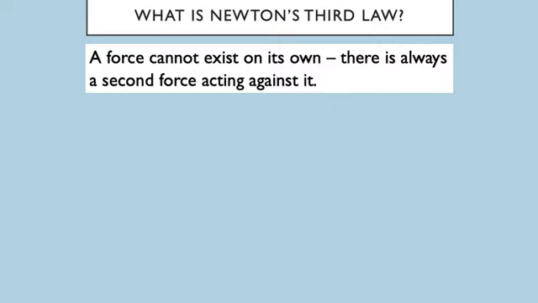And we know that Newton's second law relates the force and the acceleration with the mass. So for the greater force, for a constant mass, we will have a greater acceleration. And if we have a constant force, every time we increase the mass of the object, then the acceleration will decrease. Now, Newton's third law basically says that a force can't exist by itself, can't exist on its own. There's always a second force acting against it.